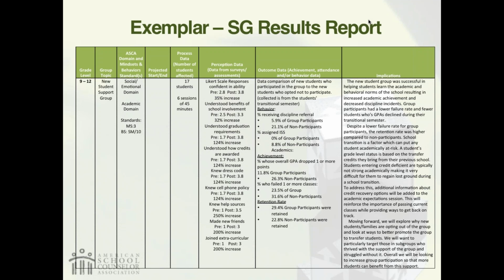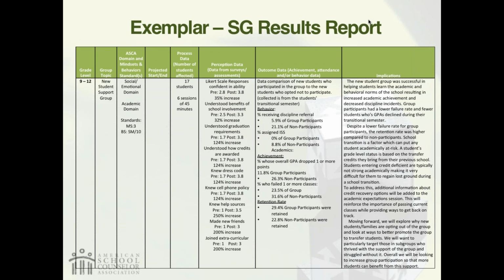minutes. If you look at their perception data, now this is their results report, so they're communicating the actual results of this survey that they used. They used a Likert scale, and they give you the pre and the post averages. The pre-test average was 2.8. The post went from 2.8 to 3.8. That's a 35% increase in understanding the benefits of school involvement.